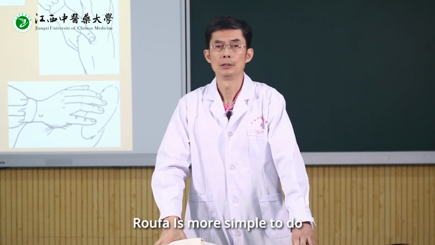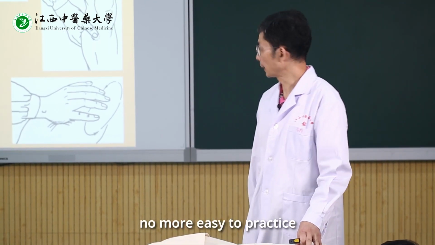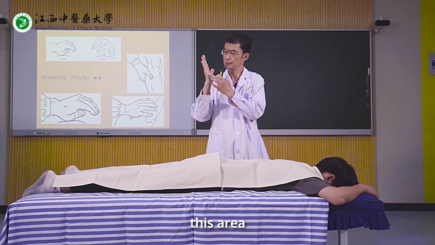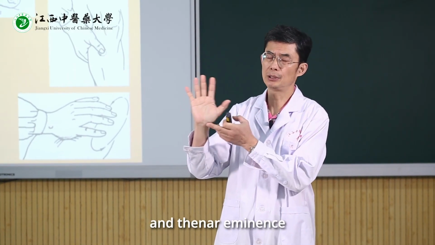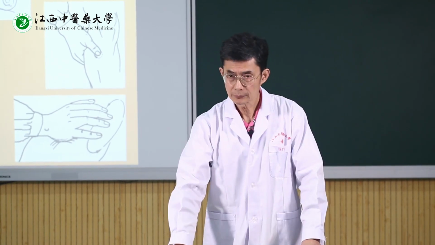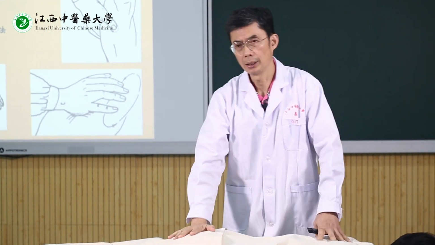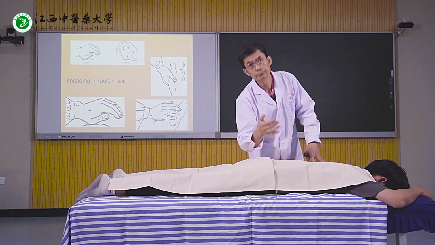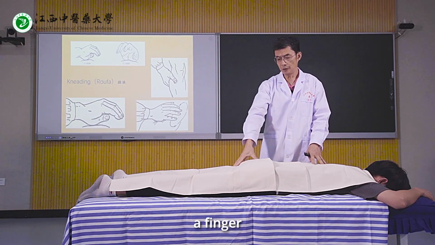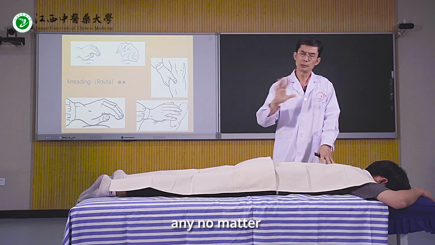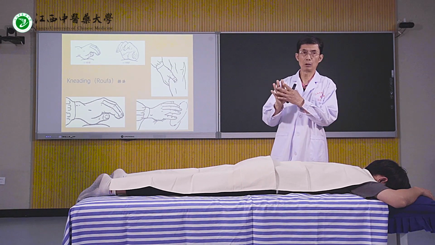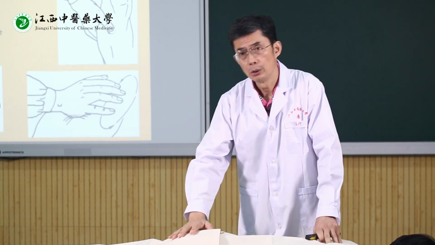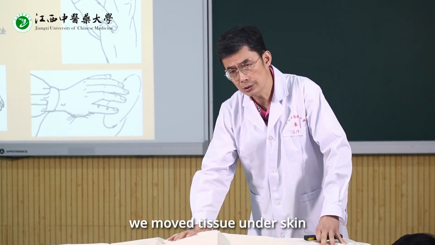柔法 is more simple to do, easier to practice. How to do it? For 柔法 we can use our hypothenar, this area, and the thenar eminence, or whole palm, or root of palm, depends. Or we can use elbow, or we can use the finger. No matter which part of the hand, we touch the area of treatment, and then we move the tissue under skin.